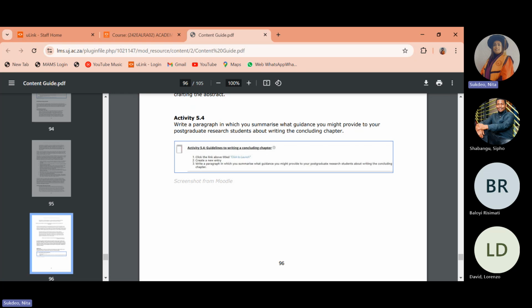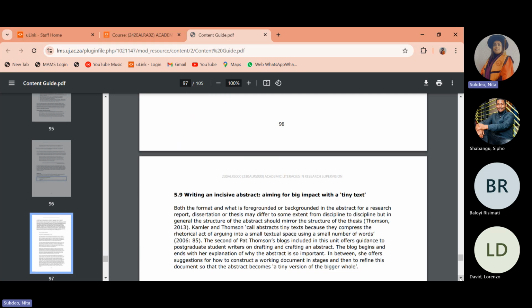Which takes us to activity 5.4. Write a paragraph in which you summarize what guidance you might provide your postgraduate students about writing and concluding the chapter. Because remember, that's your final chapter, and then you put the entire draft together, right? Any questions up until this point?